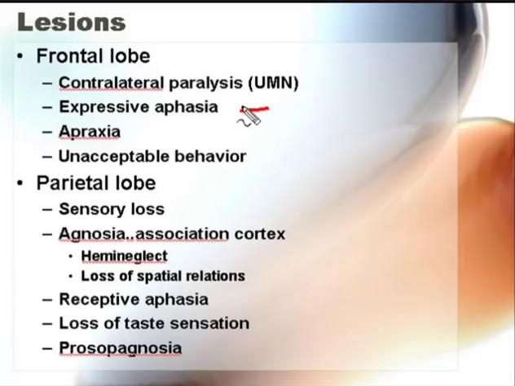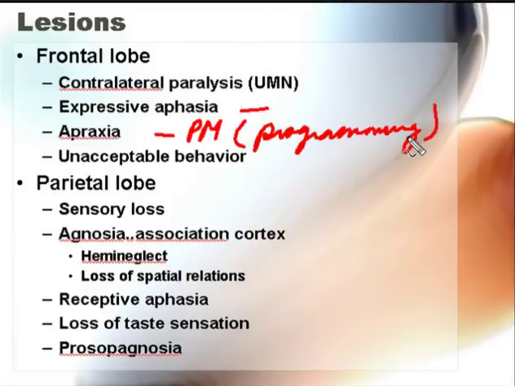Then we have apraxia, and apraxia is usually seen when the premotor cortex is involved, and if you remember, this was where programming of movements occurred. So if the premotor cortex is involved, there is no paralysis, but these people have an inability to carry out voluntary activity. So apraxia is an inability to carry out voluntary activity, but there is no paralysis. That means in this case, the motor area was not involved, it was just the premotor area.